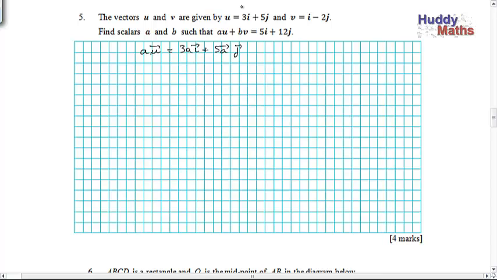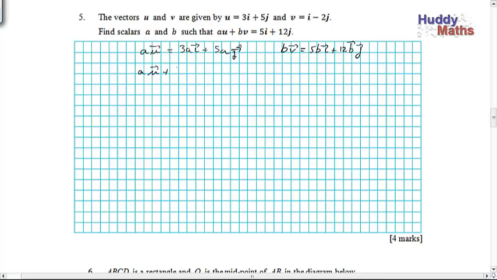Oops, a is not a vector there. A is a scalar. Okay, 5aj. All right, and what's bv? B is a scalar here, and so it's 5bi plus 12bj. Okay, so let's add them up now.